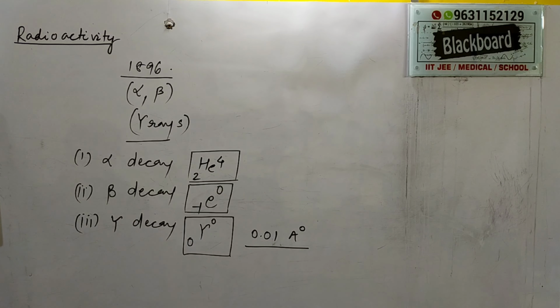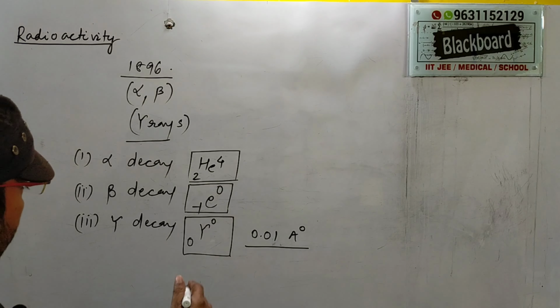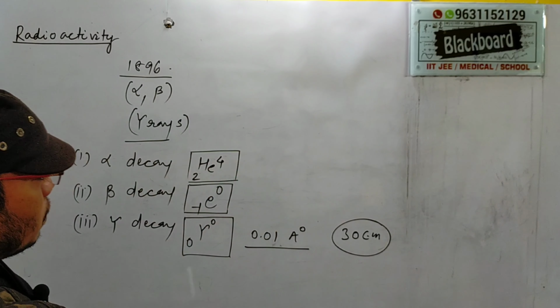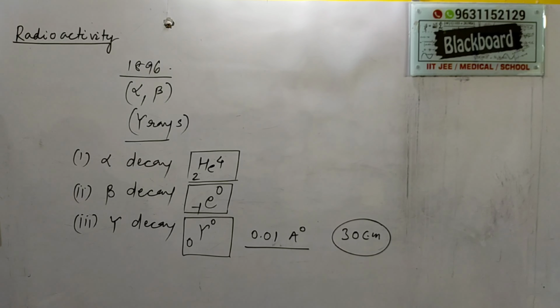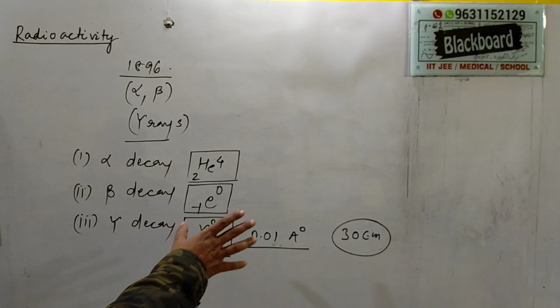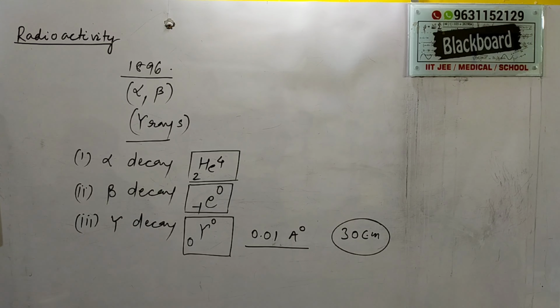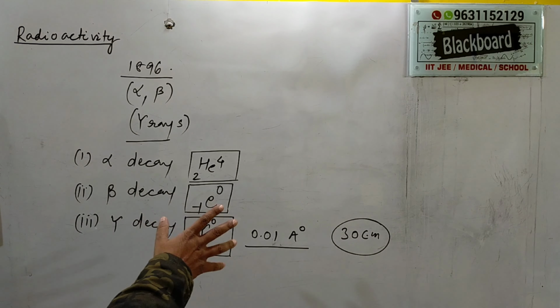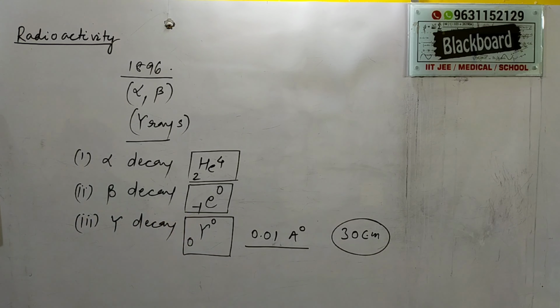Gamma rays have the highest penetrating power, more than that of alpha and beta particles, and they can pass through approx 30 centimeter. You can imagine, if there is 30 centimeter thick steel or iron, it can penetrate it. Gamma rays have the least ionizing power as compared to alpha and beta particles. Gamma rays produce fluorescence. They also affect photographic plates, and this capacity is more than that of beta particles.